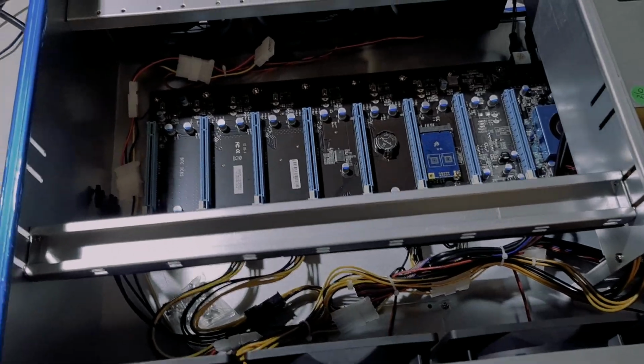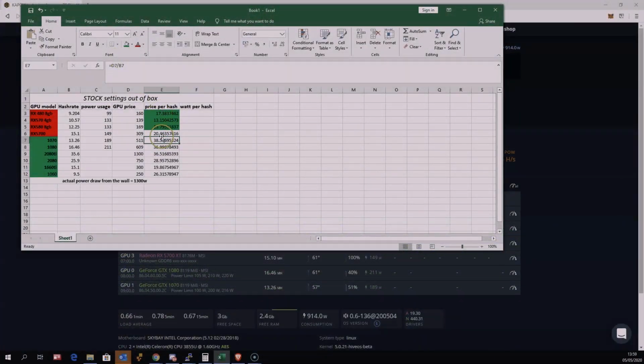So yeah, these would probably be the best cards to choose. Also this here and this here. Best price per hash means the fewer euros you have to pay for every hash, the faster you will get back your investment on the hardware.